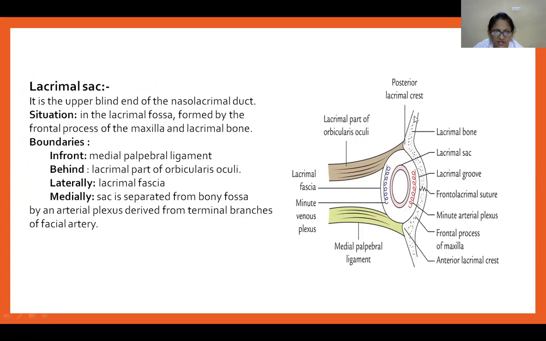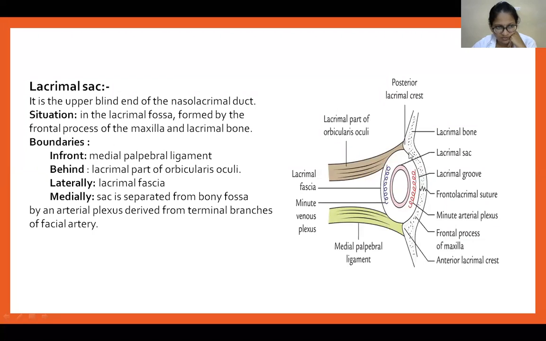The blind or blunt upper end of the nasolacrimal duct is called the lacrimal sac. It is nearly 12 millimeters in length. Where is it present? It is present in the lacrimal fossa. How is this lacrimal fossa formed? By the frontal process of the maxilla and the lacrimal bone. This is the site of the lacrimal fossa.